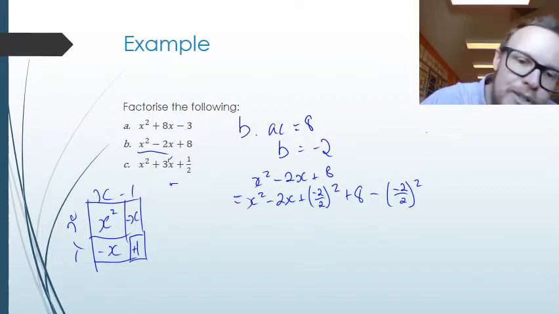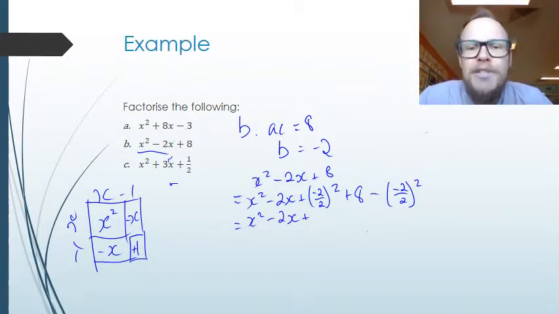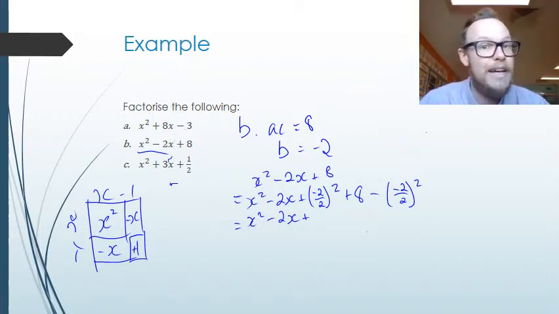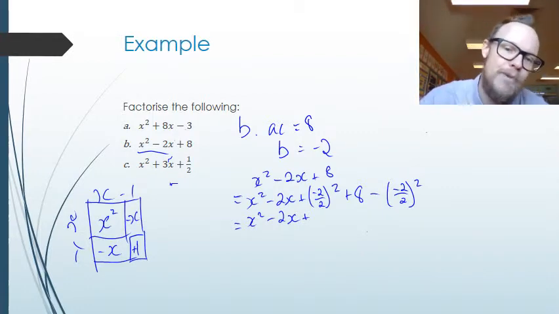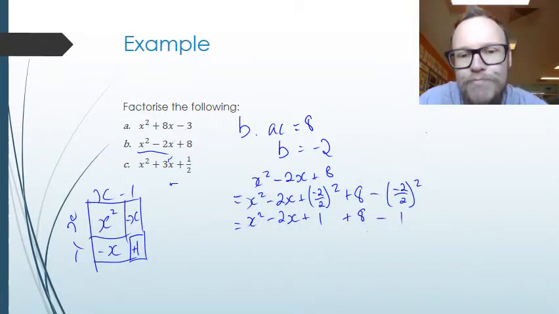All right? So now, this is x squared minus 2x. Now, a negative times a negative is a positive. So if I've got negative 2 divided by 2, I get negative 1. Negative 1 times negative 1 is positive 1. So this is going to be plus 1. Plus 8 is going to be minus 1.